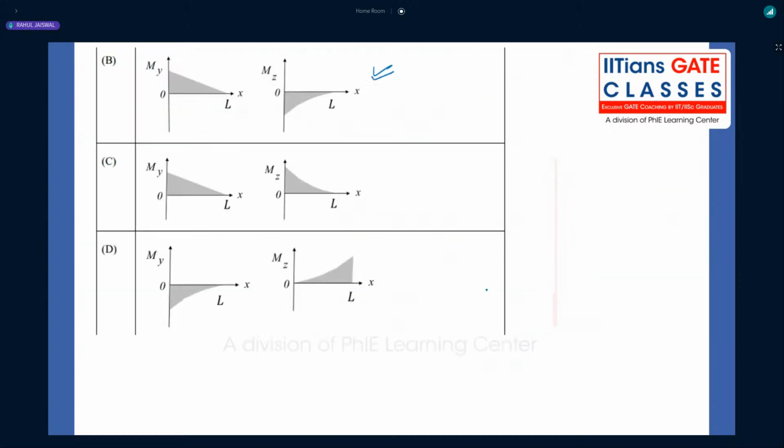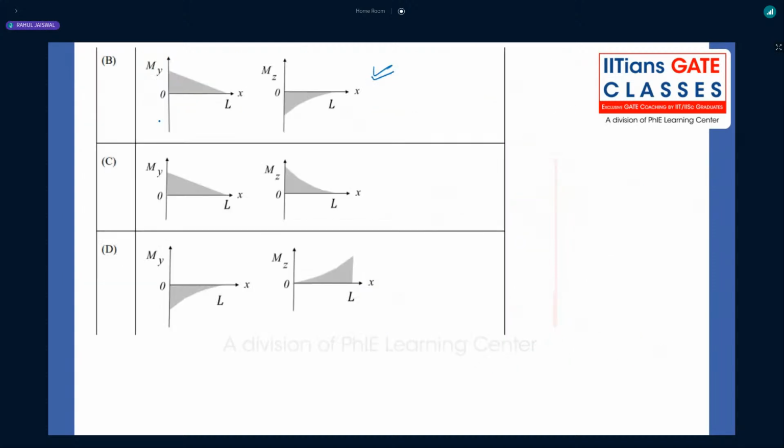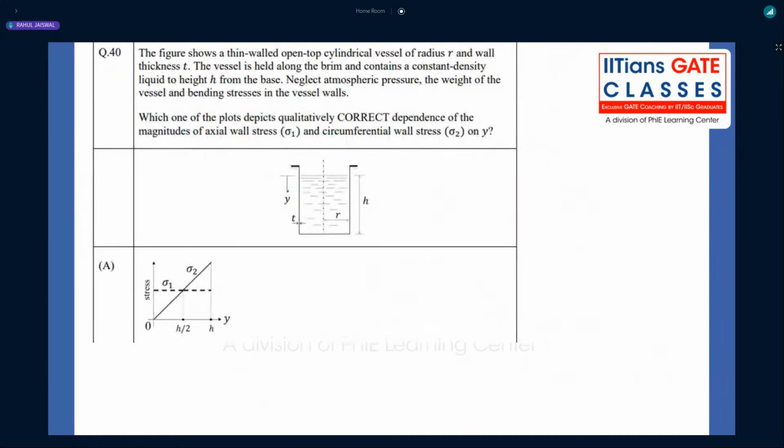So what is the answer? And that is also linear, because at any section, if you consider the bending moment, it is P into x. That is a linear variation. So which option will be correct? Obviously this. This is the horizontal bending moment diagram, and this will be the vertical bending moment diagram, right? Getting my point or not?